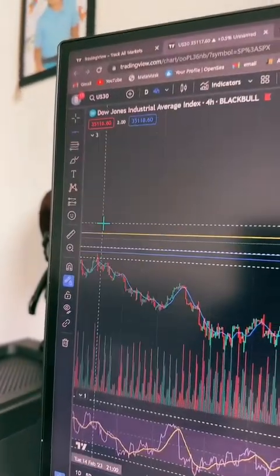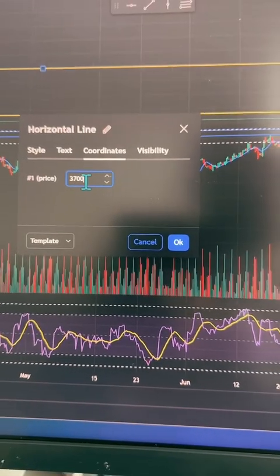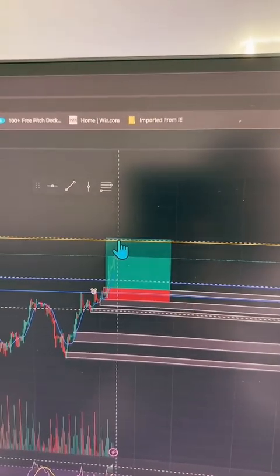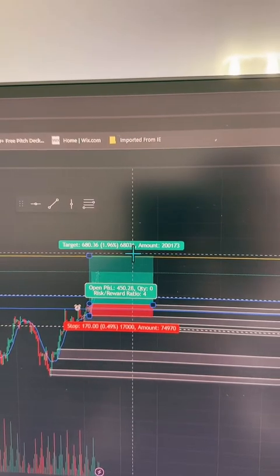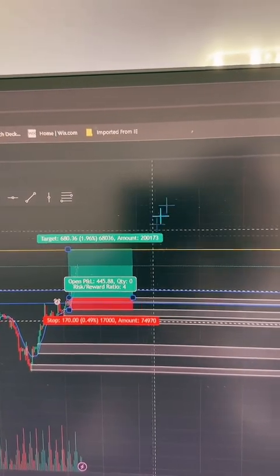I'm going to grab my horizontal tool. I'm going to put it at 3,700. So what this means is, I'm in this trade right now. I should probably move my TP down. Okay, so we're either looking for a reversal here to the downside, or we're looking to break out and keep pushing up. Nobody knows.